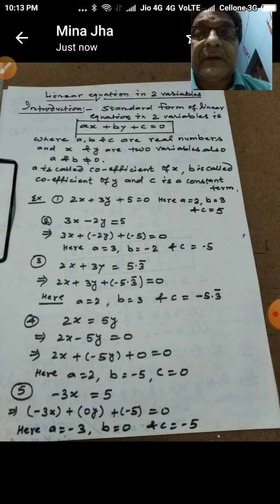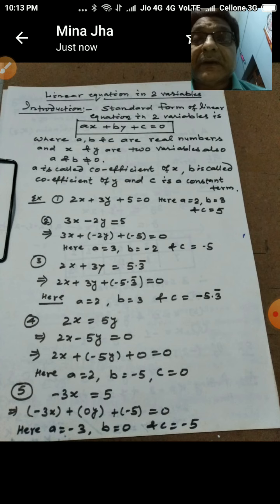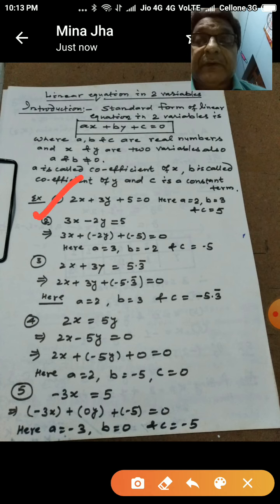A is the coefficient of variable x, b is the coefficient of variable y, and c is the constant term. The standard form of linear equation in two variables is ax plus by plus c equal to 0. Okay students, so it's clear now. Any equation of this form will be said to be a linear equation in two variables. Here I have taken some examples. You see, the first one is 2x plus 3y plus 5 equal to 0.